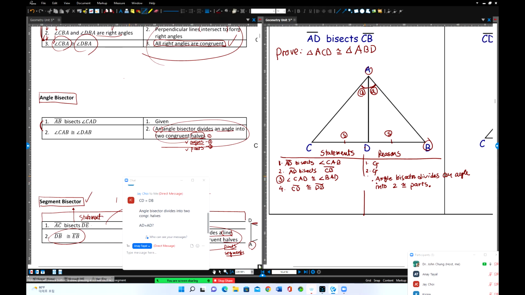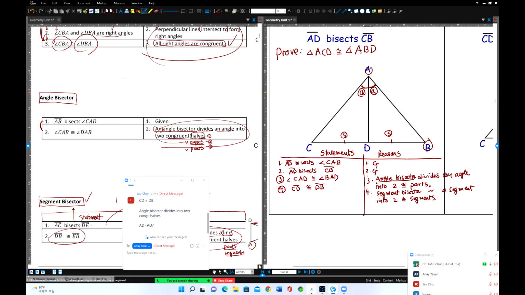This is number 3, not number 4. Number 4, what is the next one? This is an angle bisector. This is a segment bisector, okay? Just the segment bisector is fine. It divides a segment into two congruent segments or parts. I'm going to say segment. That is done. We got the two sides.